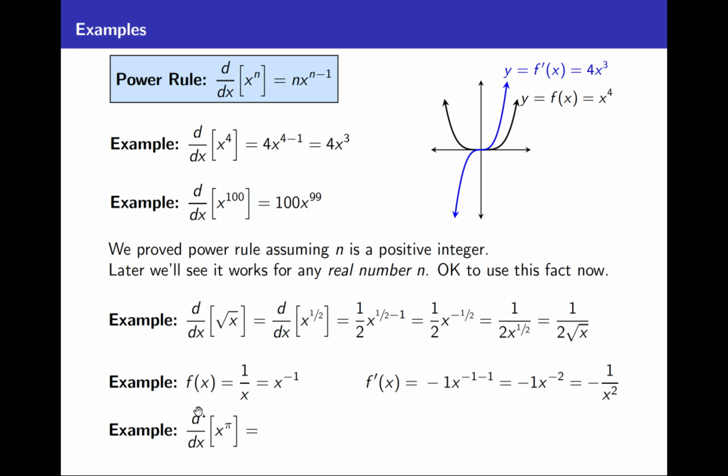For another example, the derivative of x to the power of pi would be, well, let's see, x to the power of pi, that's a power. So according to the power rule, it's pi times x to the power of pi minus 1. And there's our answer.